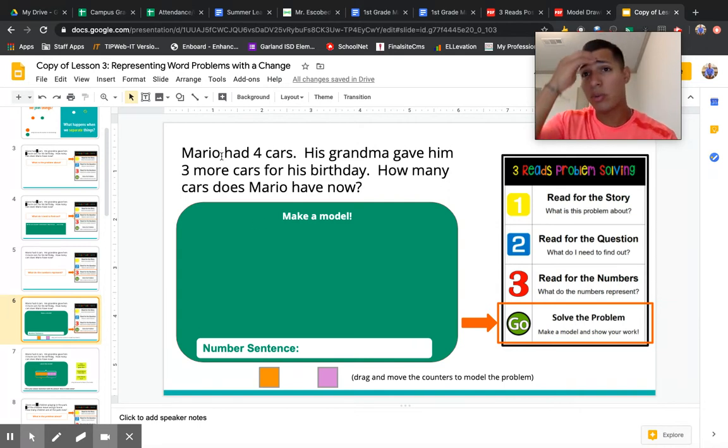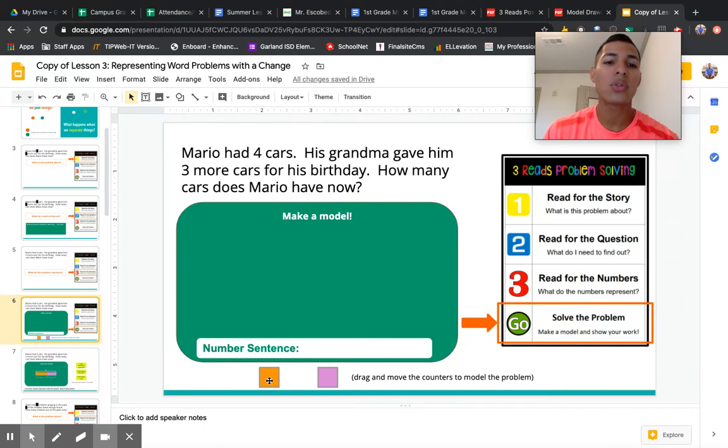We're going to read it again. Mario had 4 cars. His grandma gave him 3 more cars for his birthday. How many cars does Mario have now? Right, so now we have to make a model. Making a model, we use our counters, our cubes, our color counters, so we can use these colors to represent cars.